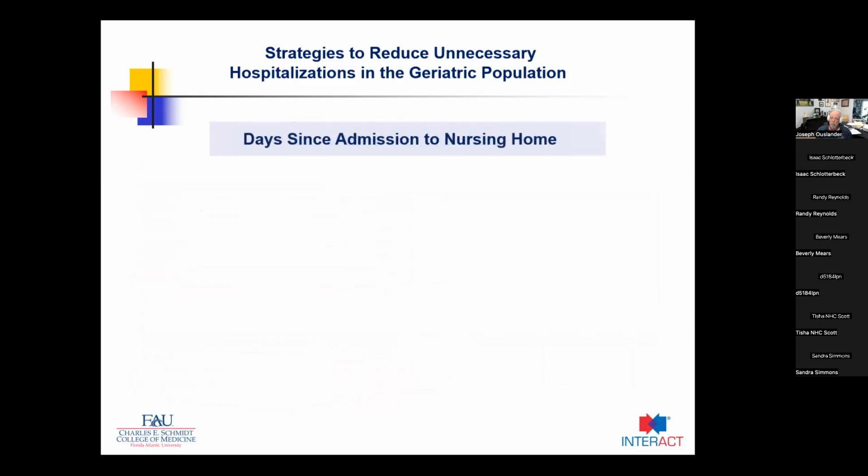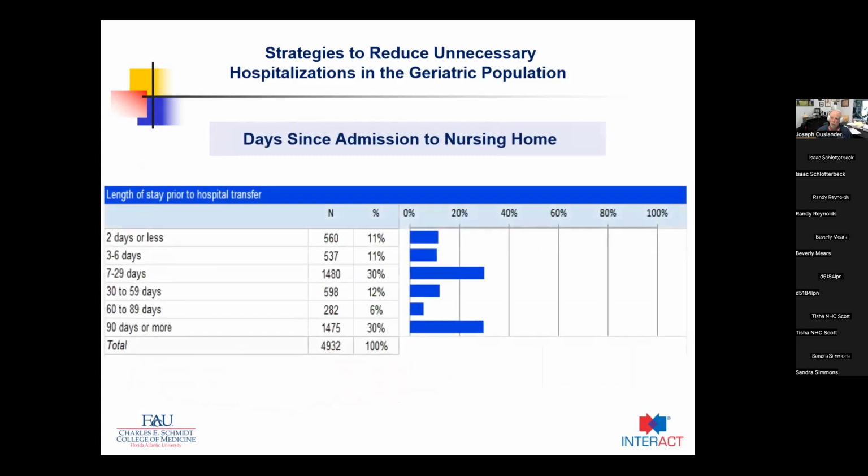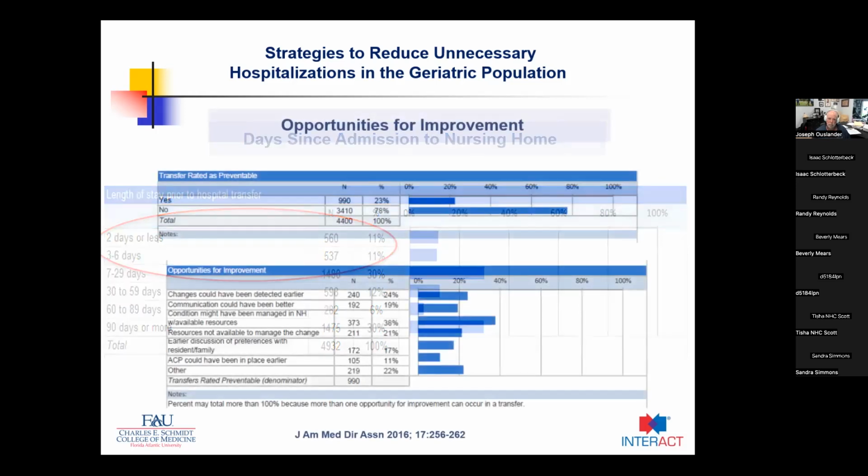Now, days since admission to the nursing home of a transfer. We found that 22% of the transfers occurred within 6 days. Again, other studies have shown that more occur in the first week, but regardless, that's a substantial number of transfers that occur just a few days after coming back from the hospital. And you've got to think that something went wrong in the transfer.